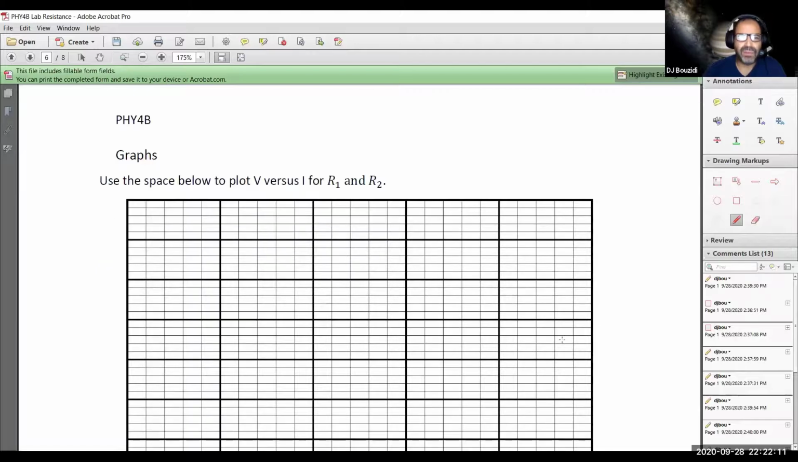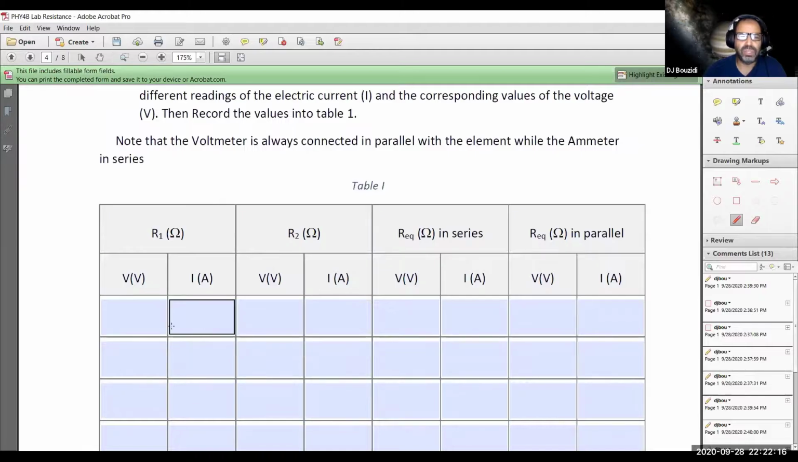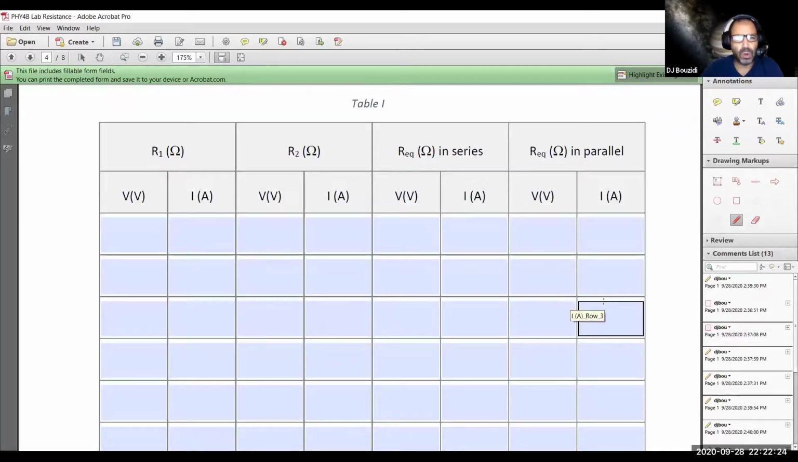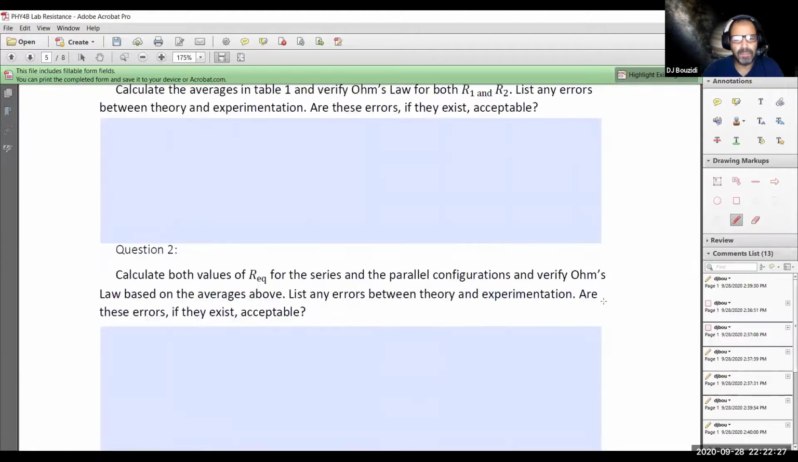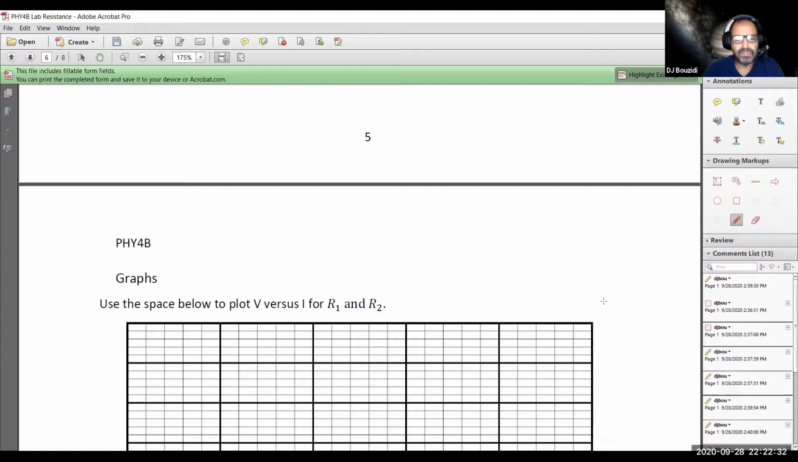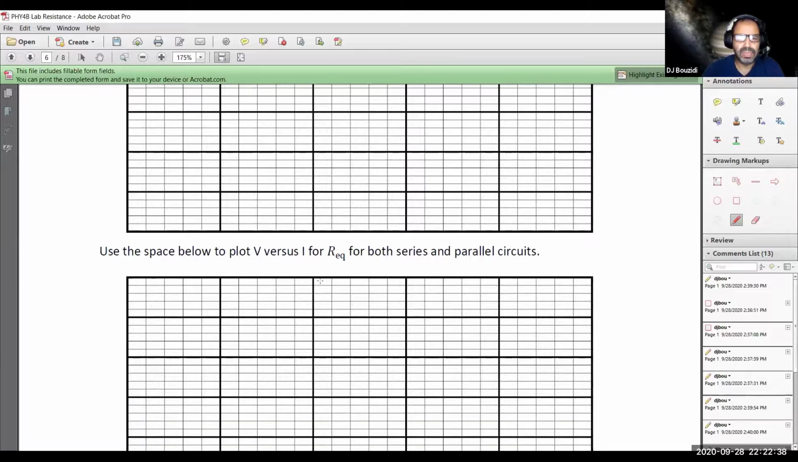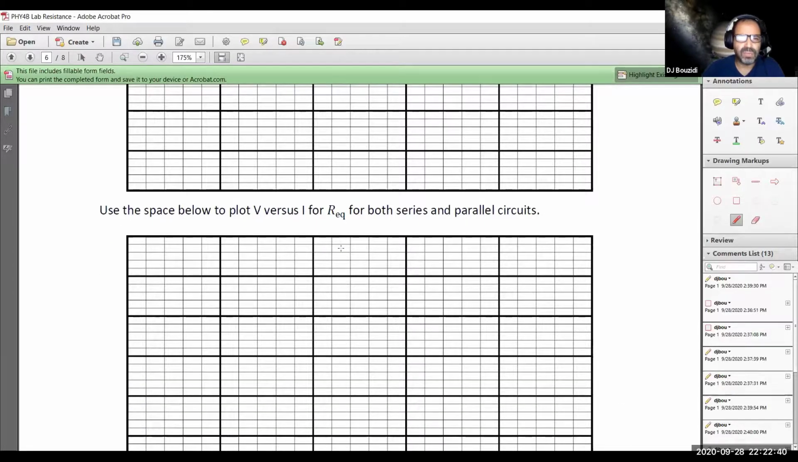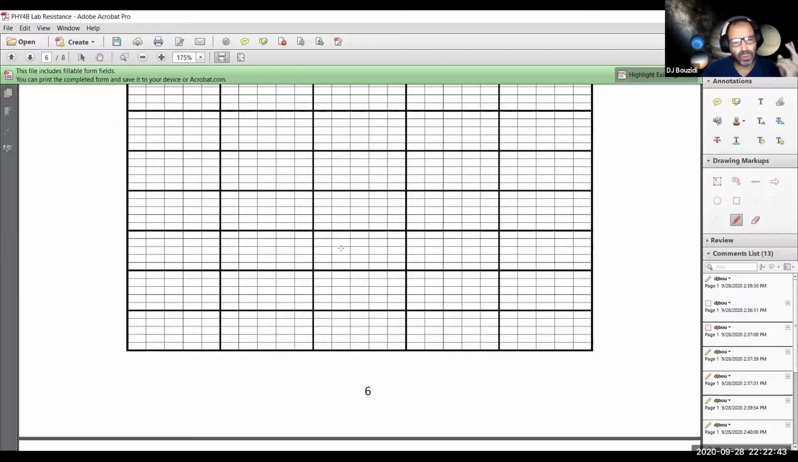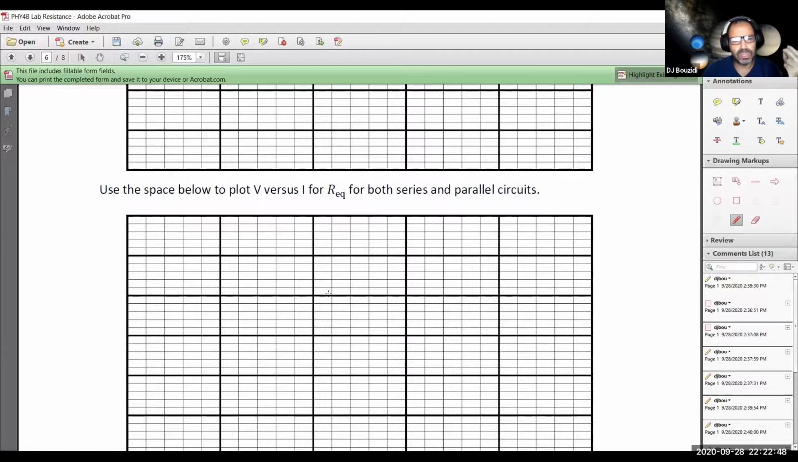Then you're going to graph 4 graphs. You're going to graph this current as a function of this voltage, and the same thing everywhere in there, and the slopes should be 1 over resistances. For the graphs of V versus I, the slopes should be the resistances. The V versus I slopes should be R equivalents for the series and the parallel. So we need 4 graphs total, 2 per sheet: the 2 resistors and the 2 equivalents.